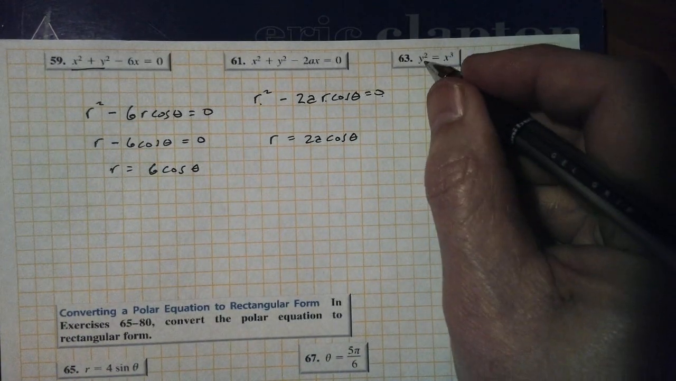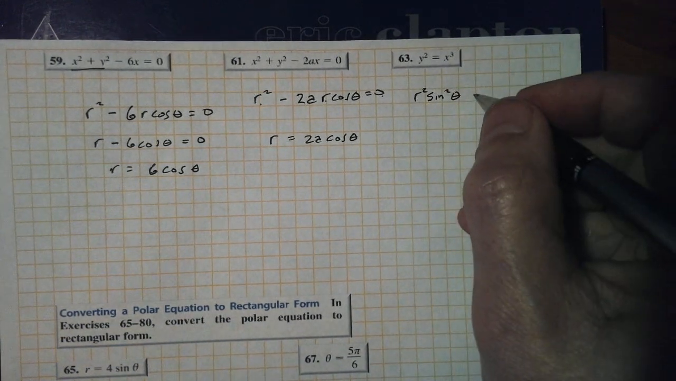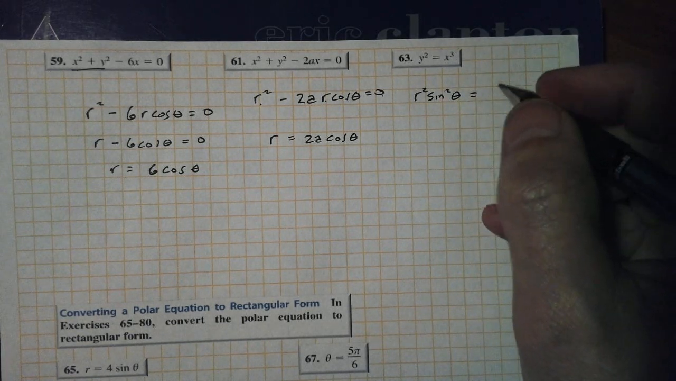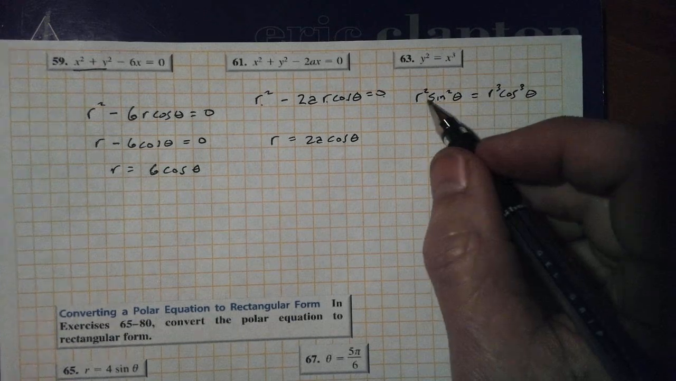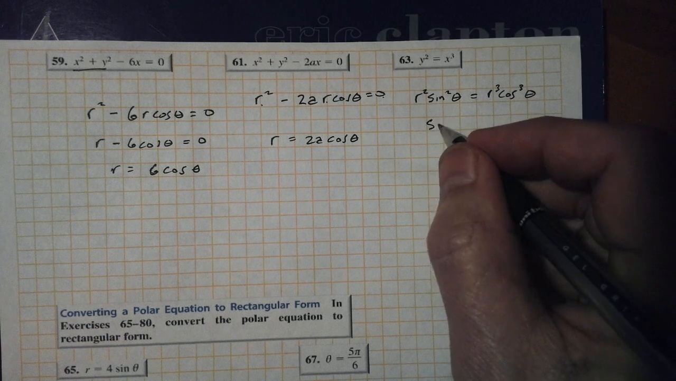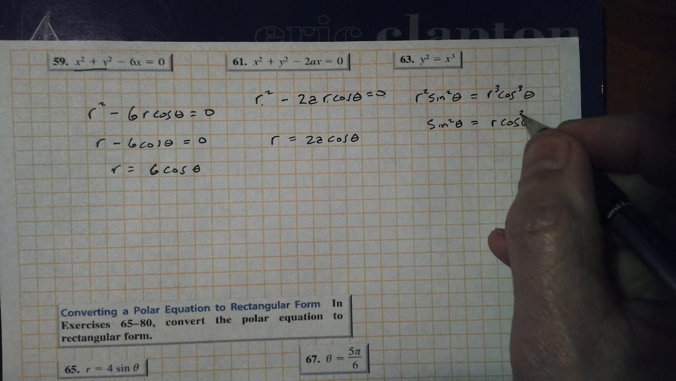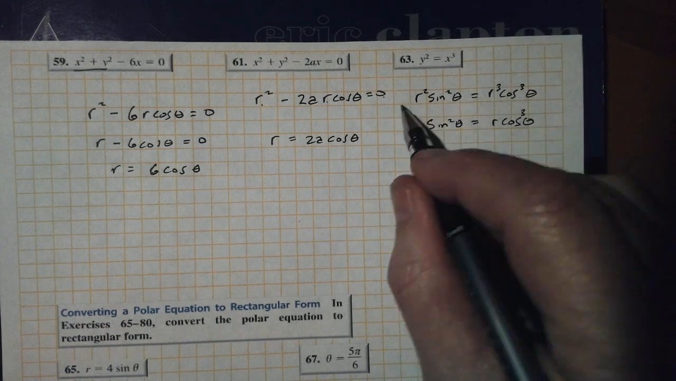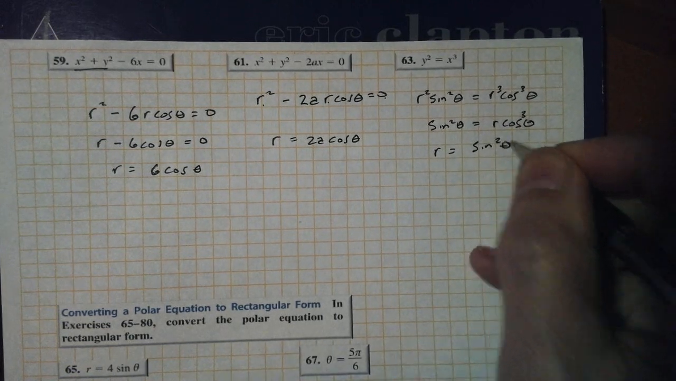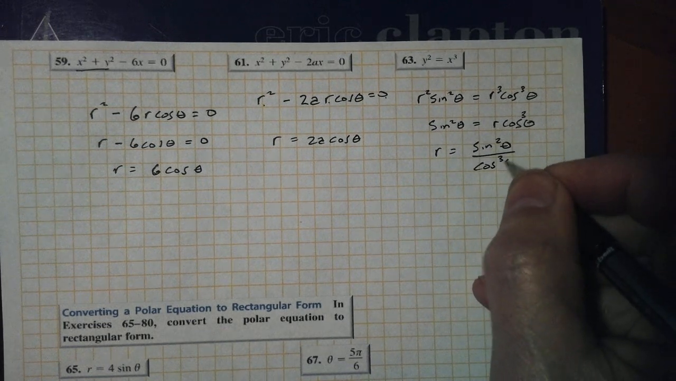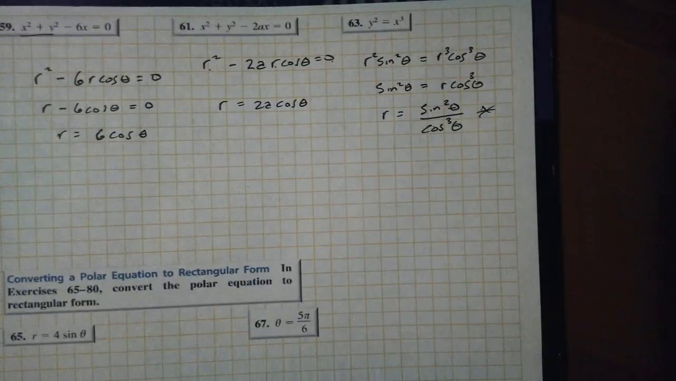Y is r sine, so this is r squared sine squared theta equals x is r cosine, r cubed cosine cubed theta. Let's see, if I divide both sides by r squared, sine squared theta equals r cosine cubed theta. So I get r equals sine squared of theta on cosine cubed theta. Not bad. Can you come up with a way to simplify that?